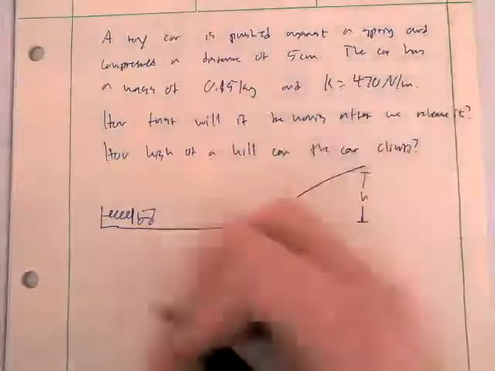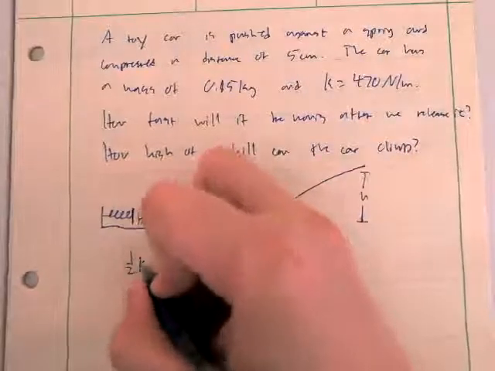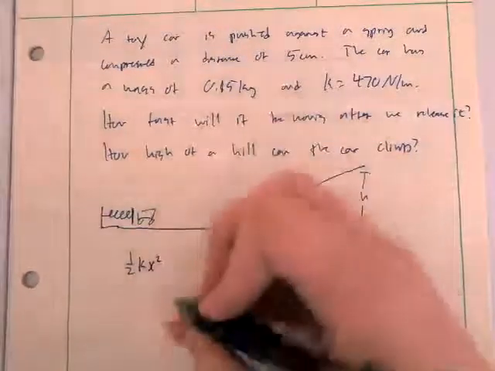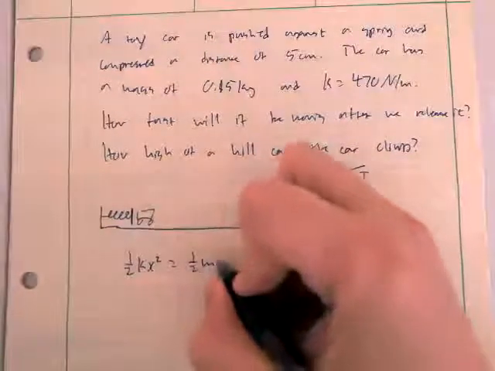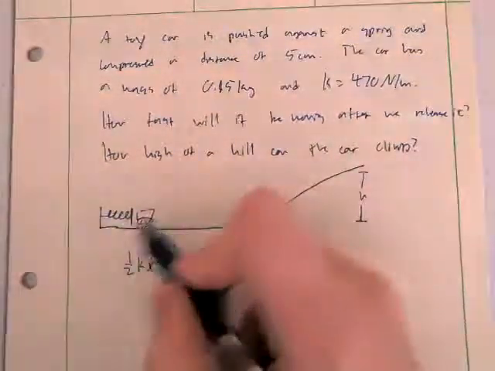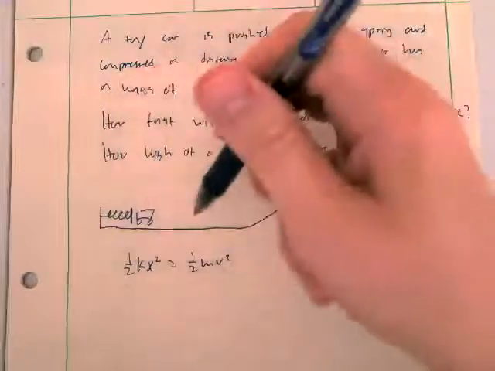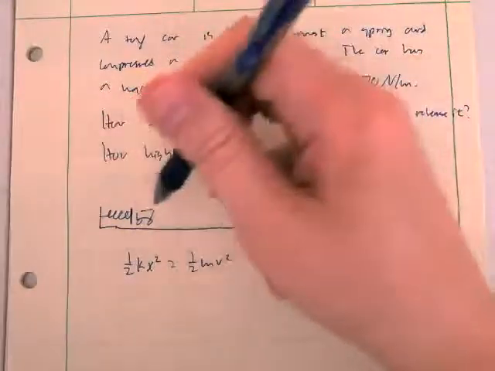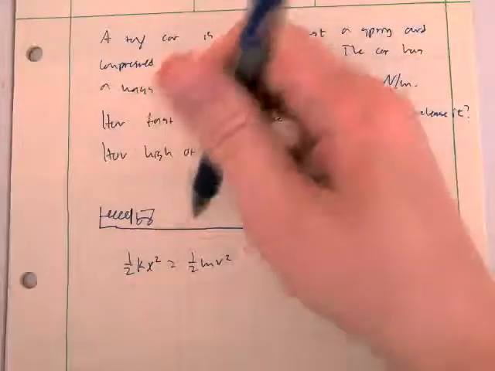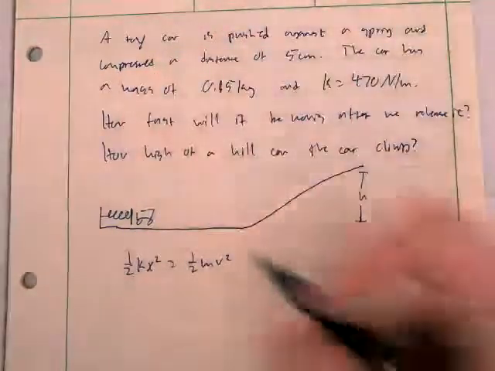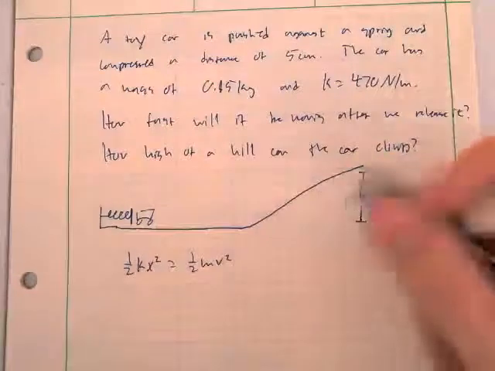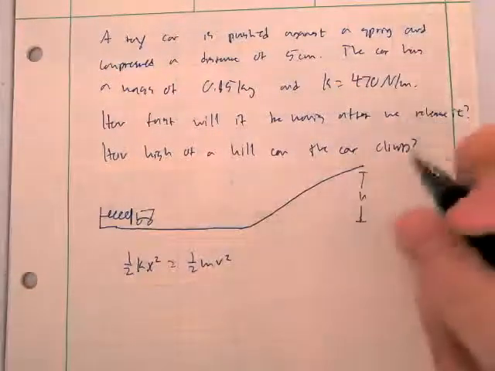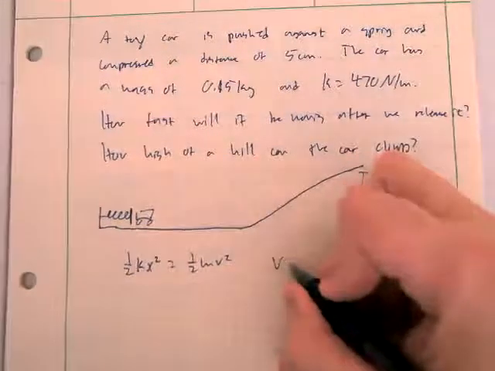So for the first part, it's very simple. We have 1/2 kx squared of potential energy, and we are going to convert all of this to kinetic energy. Once we've pushed this spring in and then release it, there's no more potential energy stored in the spring. All of that potential energy has been transferred to the kinetic energy of the car. The car hasn't gone up or down any hills yet, so we don't have to worry about gravitational potential energy just yet. So we can solve for v very simply.